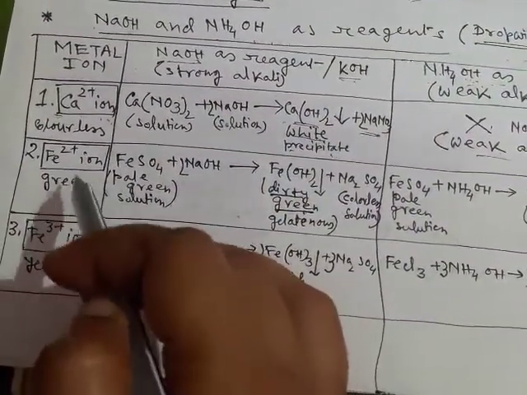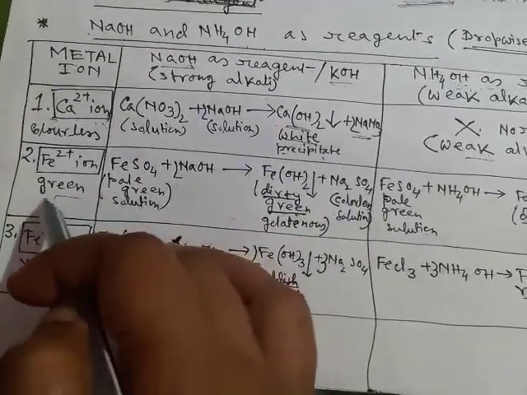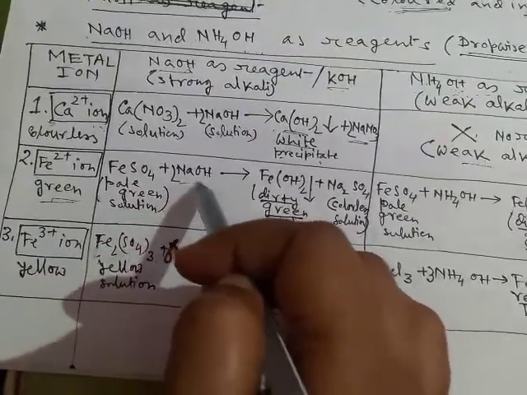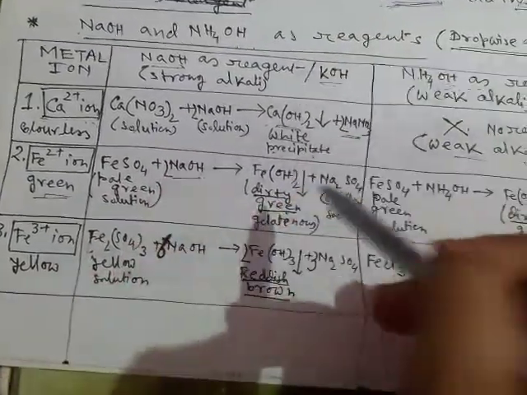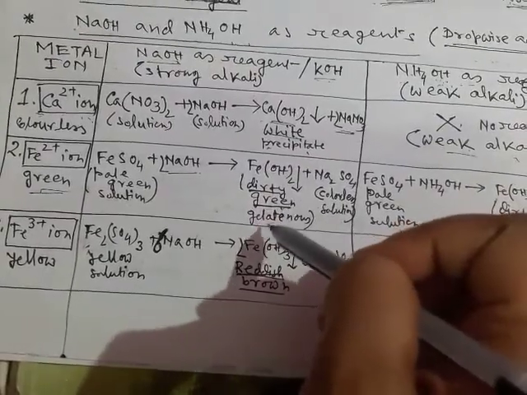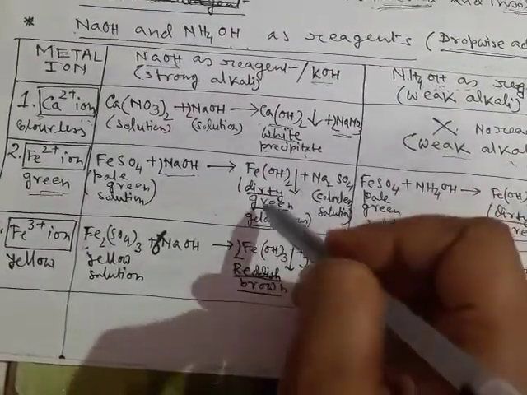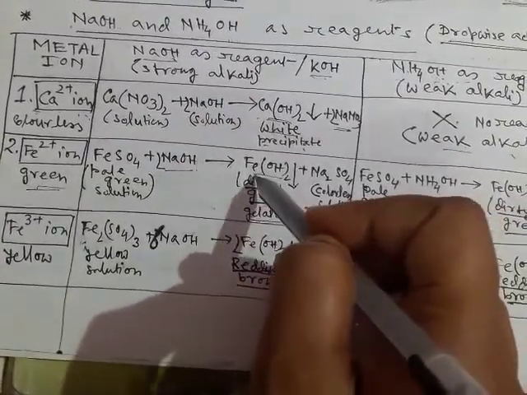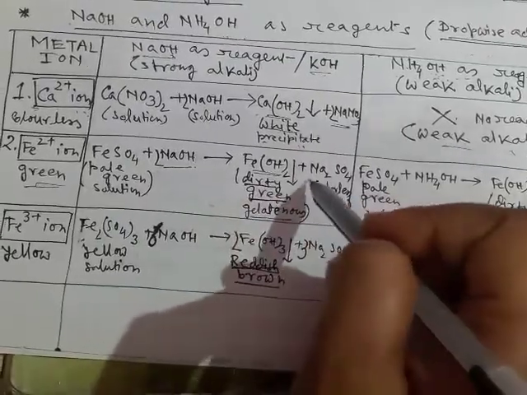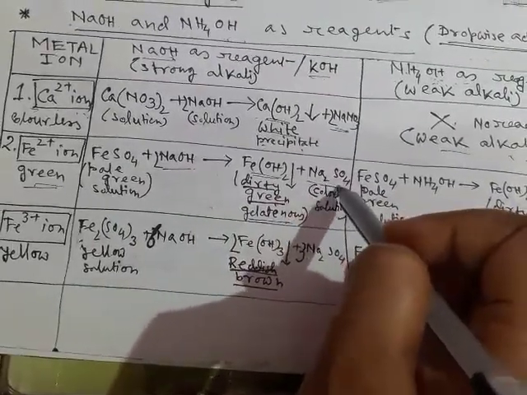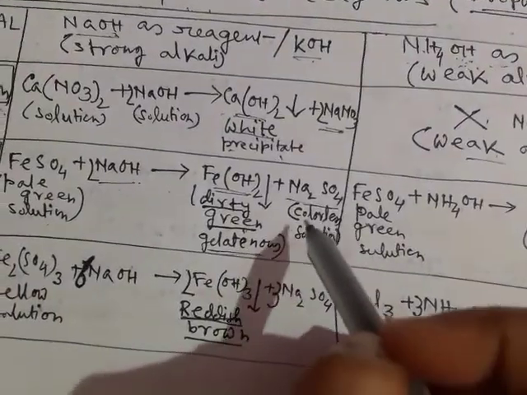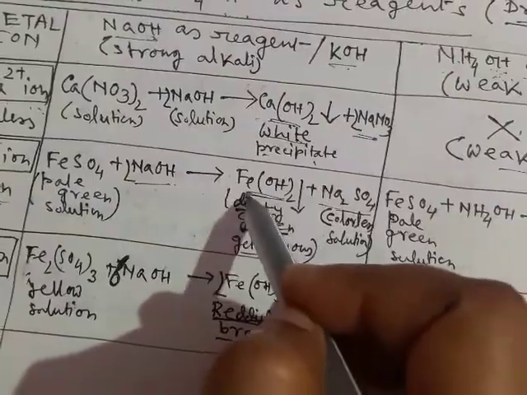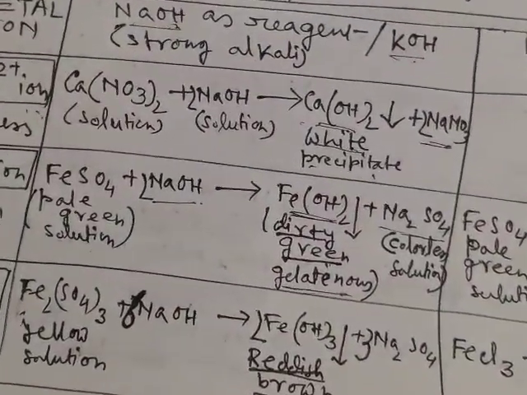Number 2 is the ferrous ion. Ferrous ion solution is mainly a pale green color, and to this pale green solution, if you add sodium hydroxide dropwise, there will be formation of a dirty green gelatinous precipitate. From this very specific dirty green precipitate, you can identify it as ferrous hydroxide. Here also sodium sulfate is formed, but this sodium sulfate is colorless and it remains in solution. So here the ferrous hydroxide precipitate can be easily identified.